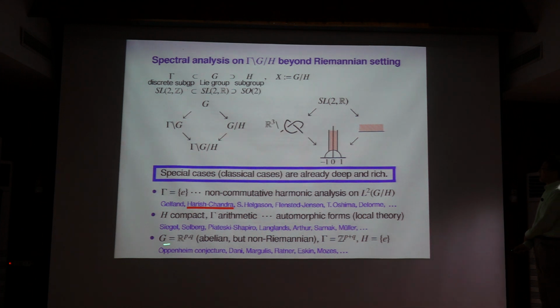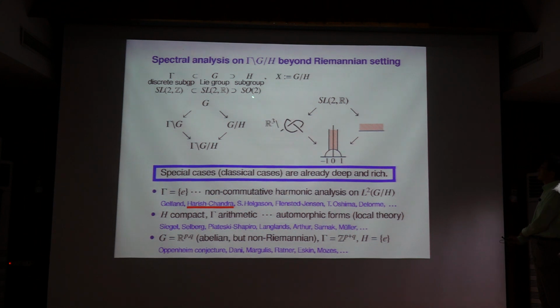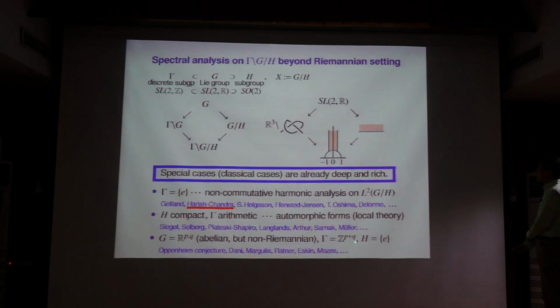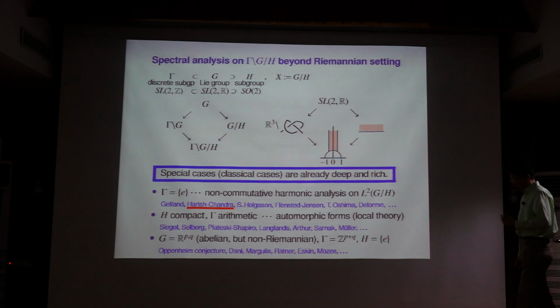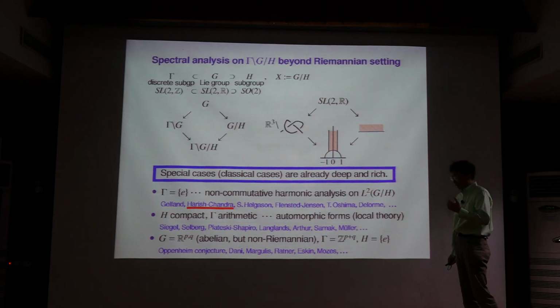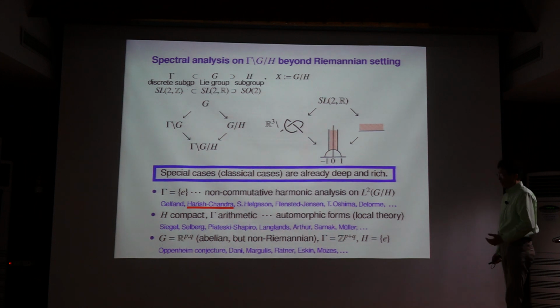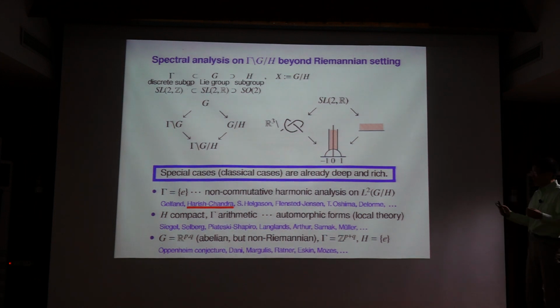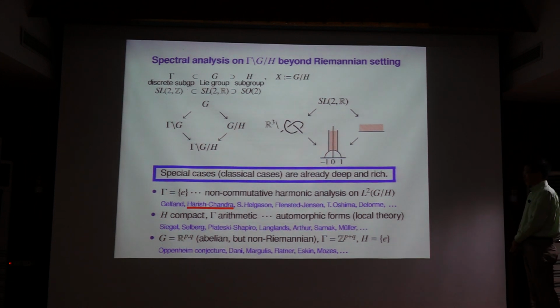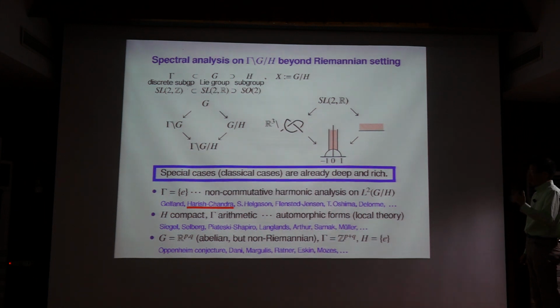And even in the case where G is abelian, H is trivial, and Γ is just a lattice, then we think of the eigenvalues of the Laplacian, which is a normal elliptic but indefinite Laplacian. Then the eigenvalues are exactly the same as the values of an indefinite quadratic form at the lattice points.